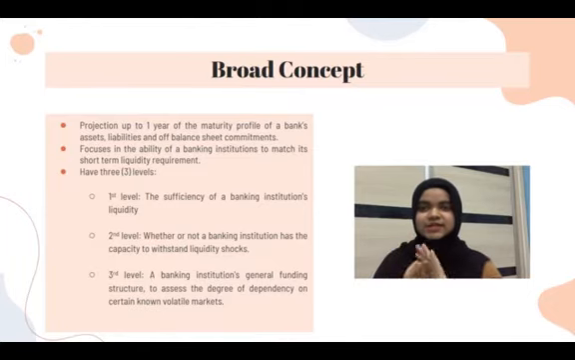The first level is to measure the sufficiency of a banking institution's liquidity. The second level is to see whether or not a banking institution has the capacity to withstand liquidity shocks. And the third level, the last level, is to measure the banking institution's general funding structure to assess the degree of dependency on certain volatile markets.